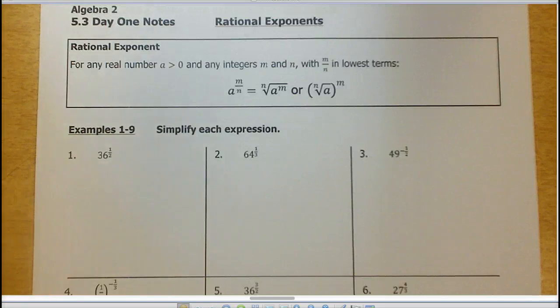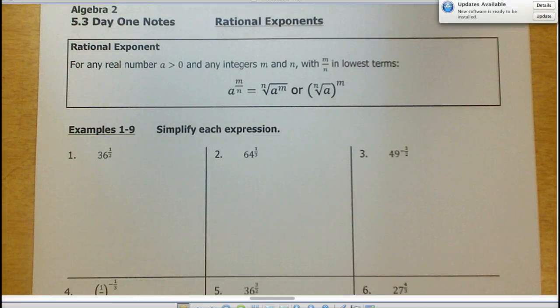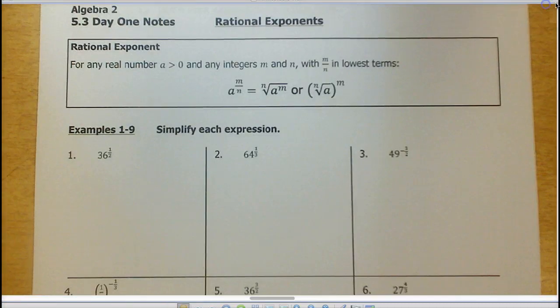Hey guys, in this next video we're going to get introduced to the concept of rational exponents. If you're savvy with your math vocabulary, you know that rational is just another vocabulary word for fraction. So we're talking about fraction exponents here in this next video.